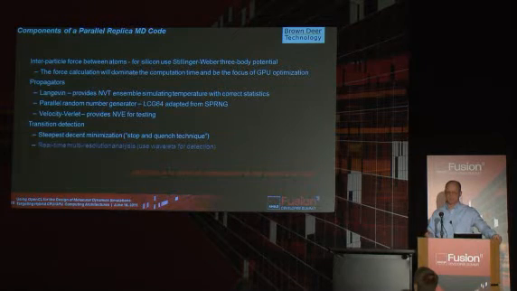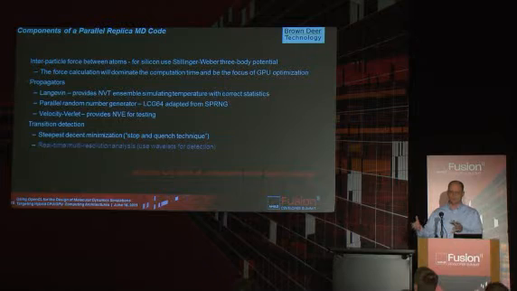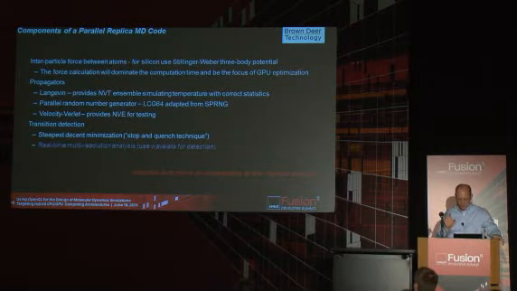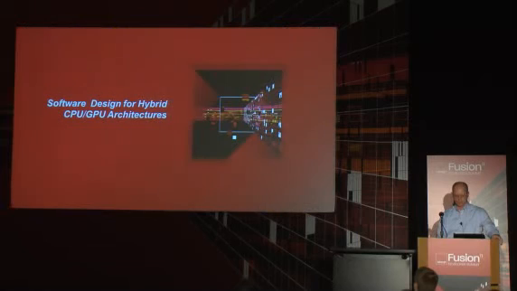Then for transition detection, you need a steepest descent minimization propagator that allows you to quench the system. It's the stop and quench technique. You run for a while, stop, quench your system, see if it changed, if the defect moved, then you move on. The idea is to move all of these steps over to the GPU.